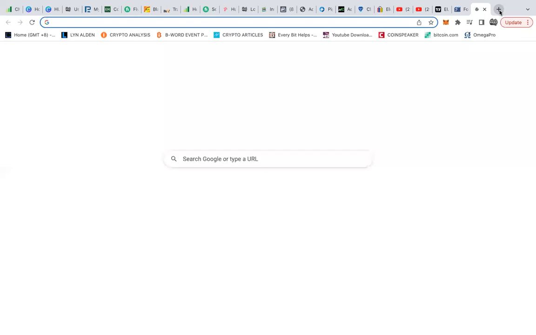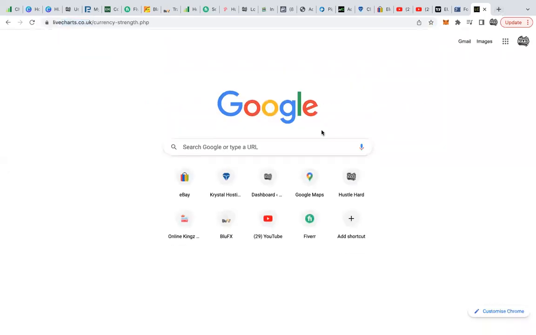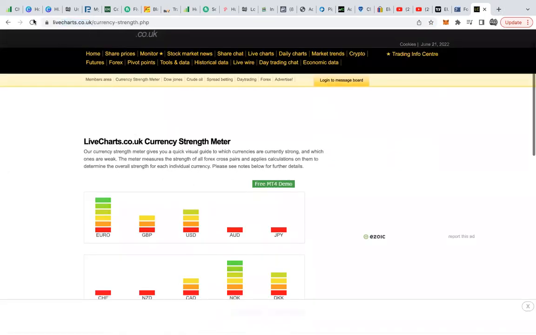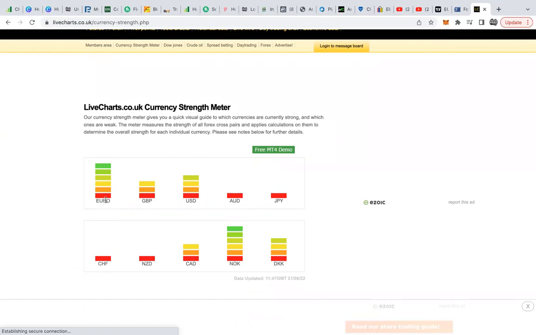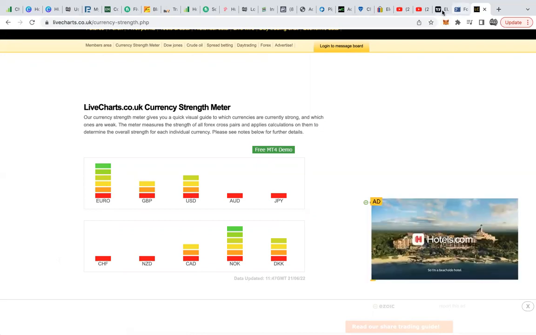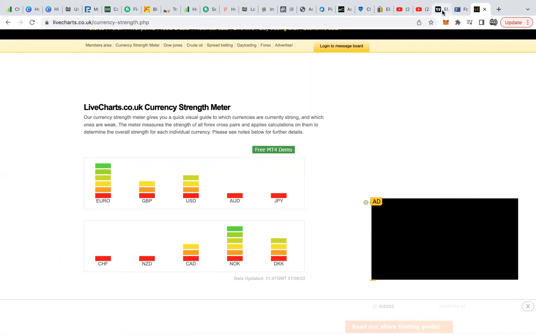For my day traders, we're just going to go straight into the live charts and check out the currency strength meter. Okay, the currency strength meter indicates, looking at the major pairs, by the way, Euro is quite strong. Well, it's pretty much the strongest currency on the market right now compared to GBP, USD, AUD, JPY, and the others. So knowing that, Euro is going to buy up USD, which means price, guys, is going to move upwards. Okay, so this is what's likely to happen.